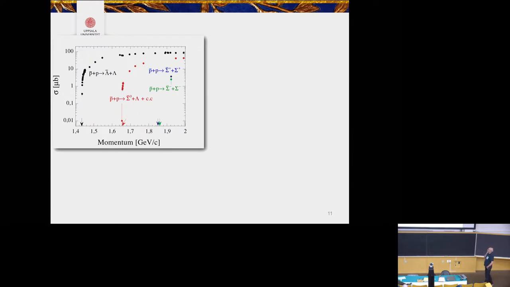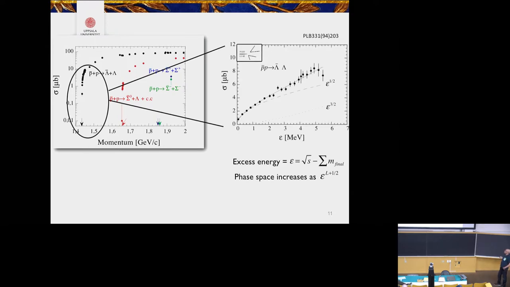But have we learned anything from this? Well, there are a few things I'd like to point out. First, if you take a look at the threshold region, here is a threshold scan, a beautiful scan. Please note the scale. I prefer to use excess energy rather than center of mass energy. Excess energy is simply the center of mass energy minus the mass of the final state particles. So the threshold is at zero.